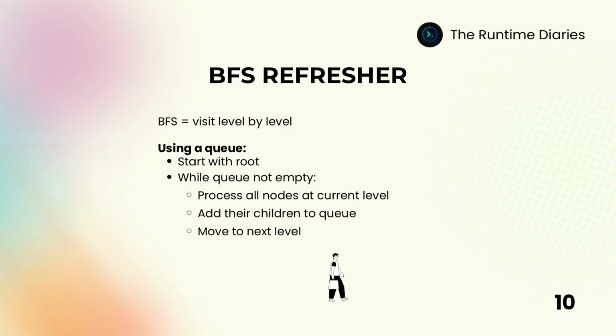Those children become the next level. Repeat until the queue is empty. This is the backbone of our Zigzag solution. If you understand BFS, you understand 90% of this problem.